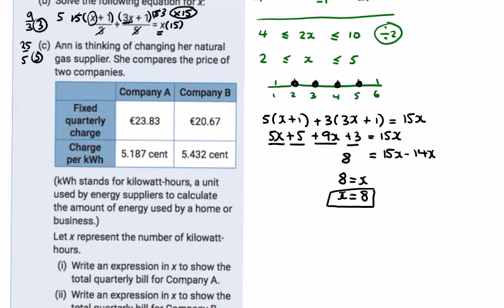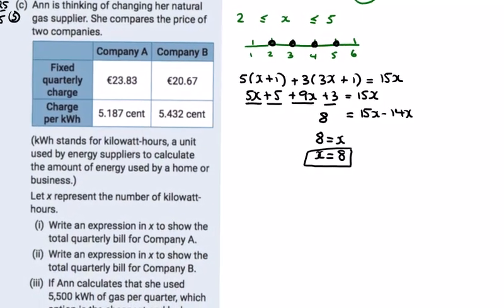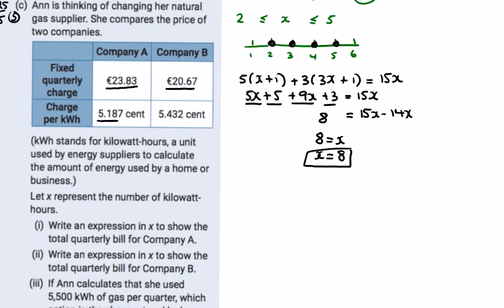Then the last part of question 5, we have Anne is thinking of changing her natural gas supplier. And she compares the price of 2 companies. We have company A, slightly dearer than company B, but then company A has a lower charge per kilowatt than company B. So at some point they're going to cross over and become the same. So what are we asked? X represents the number of kilowatt hours.